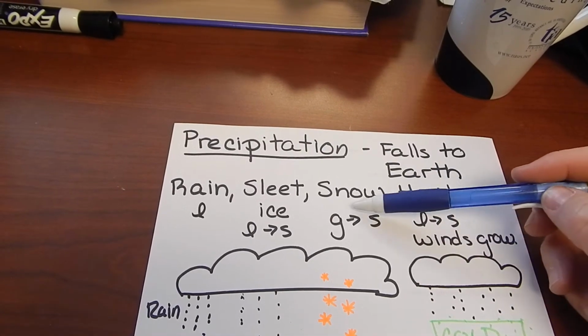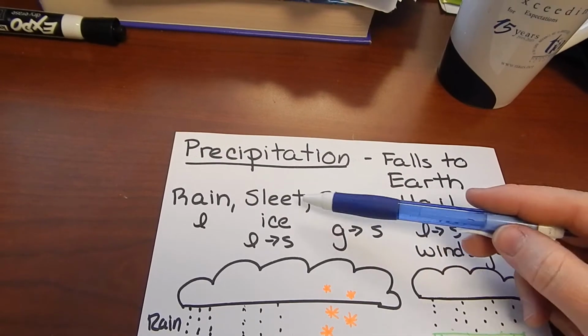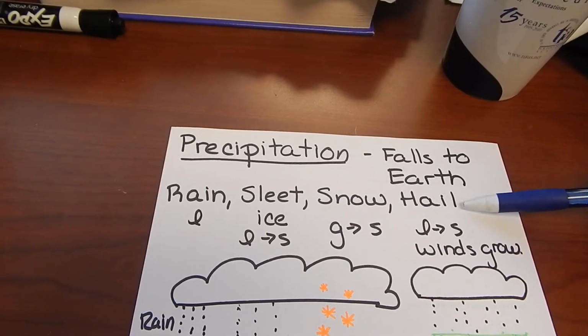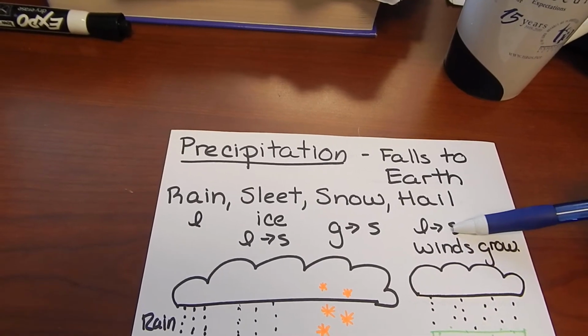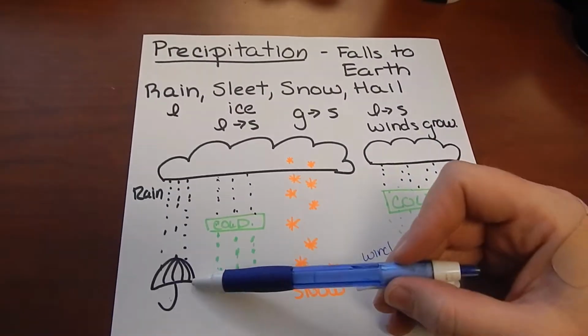Snow is formed when a gas, the water vapor, turns straight into a solid. So sleet's when a liquid goes to a solid. Snow is when a gas goes to a solid. And then hail is when a liquid goes to a solid, but it has some winds that help it grow. So let's work left to right here.